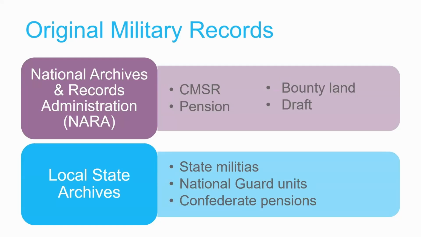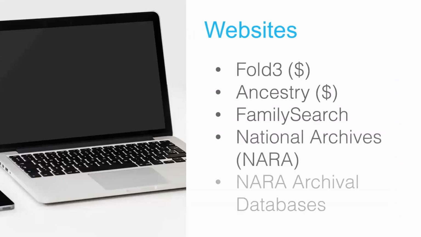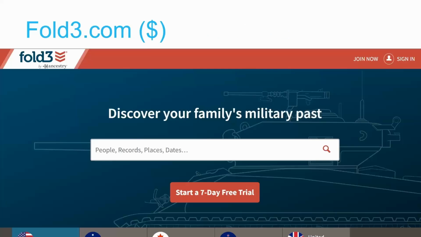But even though these are where the original records are kept, some of them might be online. So let's look at some websites that can help you find some of these original records. If you can't find them online, note that NARA is constantly digitizing and adding new things, but you might have to order it. So first is Fold3.